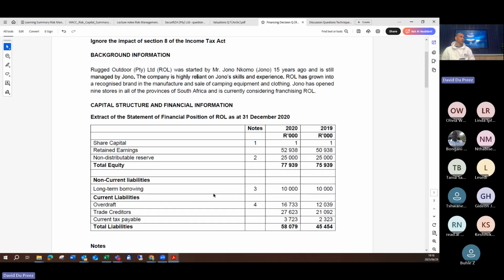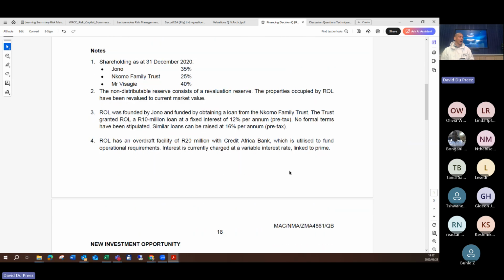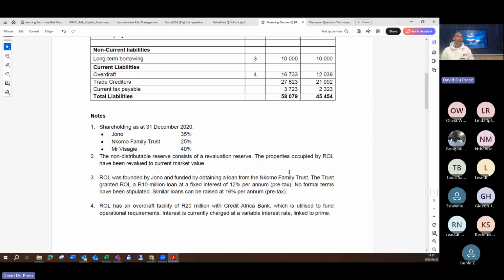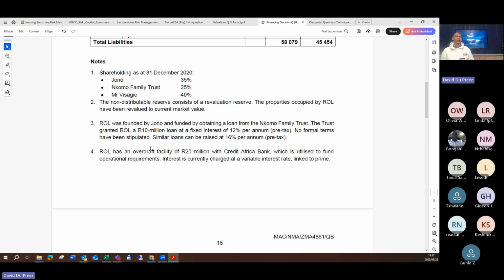I would have done it differently, because there's not even information given here that tells you about the debt to equity ratio or the targeted equity ratio or anything like that. So I would not have done that. In this case, I would not have included the non-distributable reserve, because it's specifically linked to this.